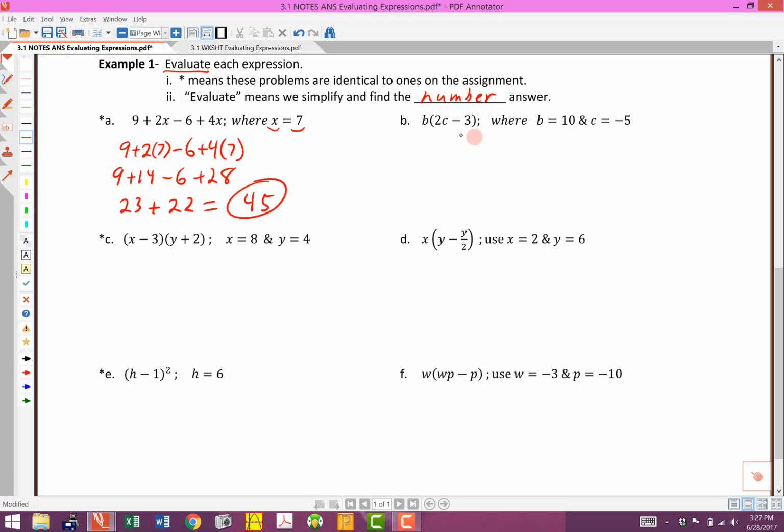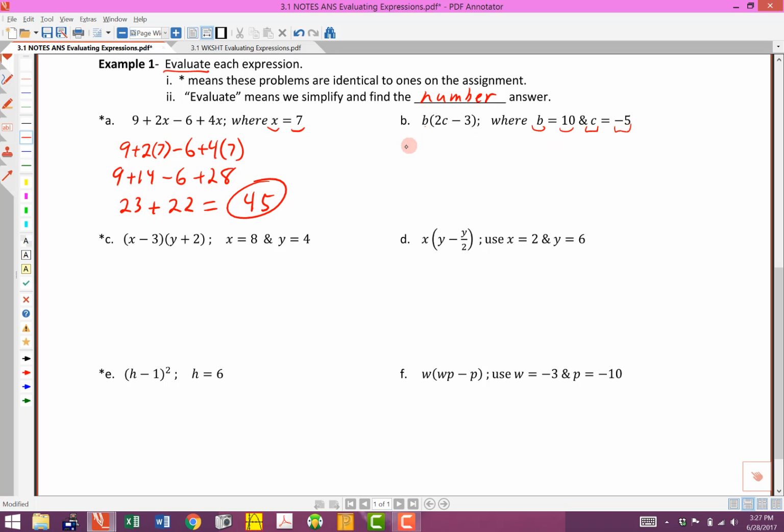Let's take a look at this one right here. You'll notice that we've got b and then a set of parentheses, so we've got implied multiplication right there. 2c, so 2 times c, minus 3, and then close the parentheses. So we've got two variables here. One of them is b, so b is equal to 10. Wherever we see a b, we're going to put a 10. And wherever there's a c, we're going to put a negative 5.